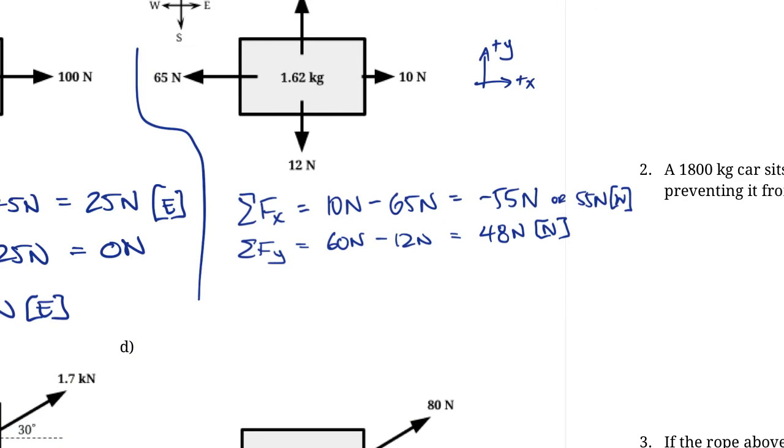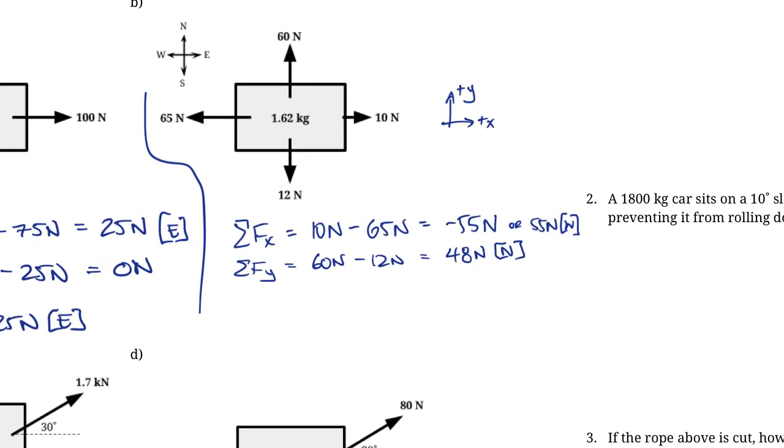So when you do this, this is what you should get to find the sum of the x and the y forces. In the x direction, the sum of the x forces is negative 55 newtons if you make right positive. What that means is that it's the negative direction. The negative direction we know is west. So the answer is 55 newtons west for the sum of the x forces, right?